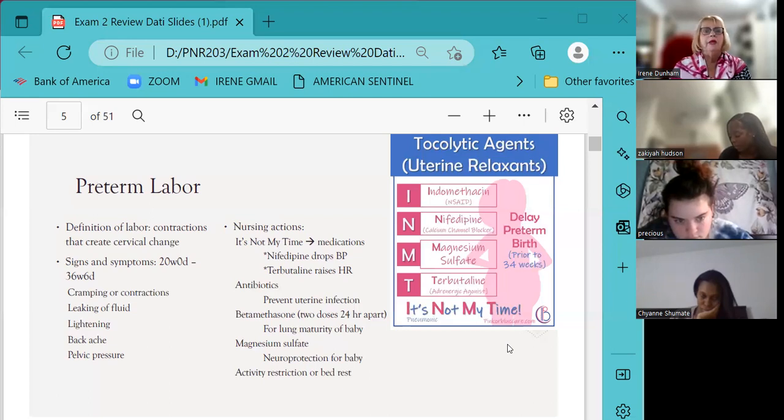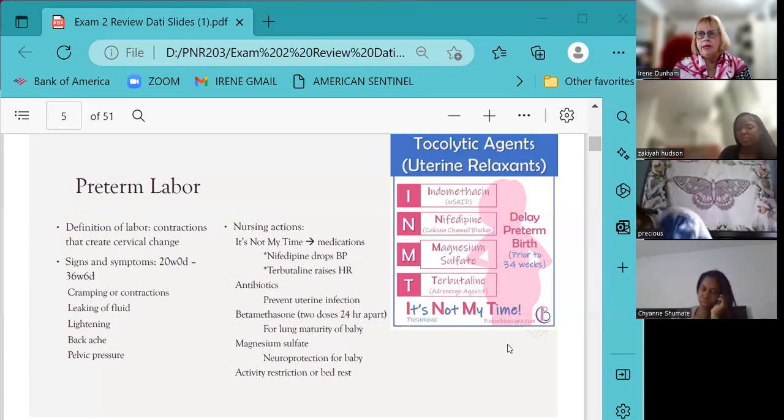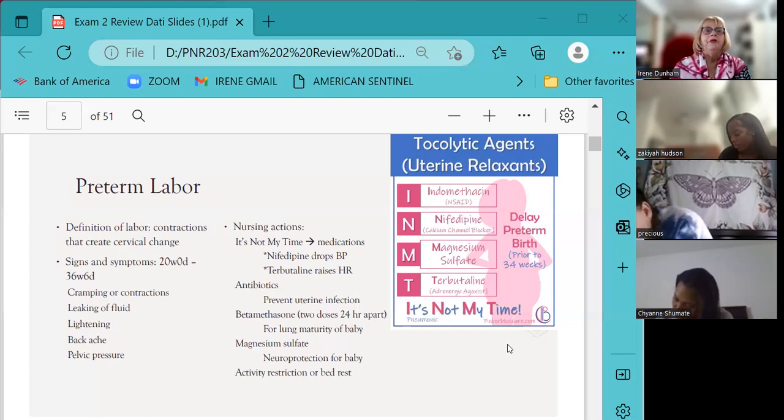Now, I'll tell you, these medications do have an effect on the heart rate. Write this down. Terbutaline increases heart rate. You need to know that. Okay, when I say you need to know that, what does that mean? You might see it again. Okay, and then you have antibiotics. Sometimes they go into preterm labor because there's an infection in the uterus.